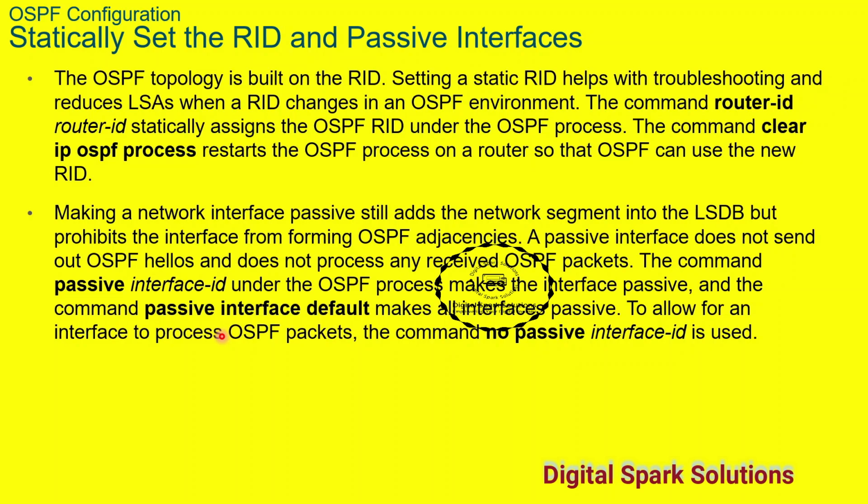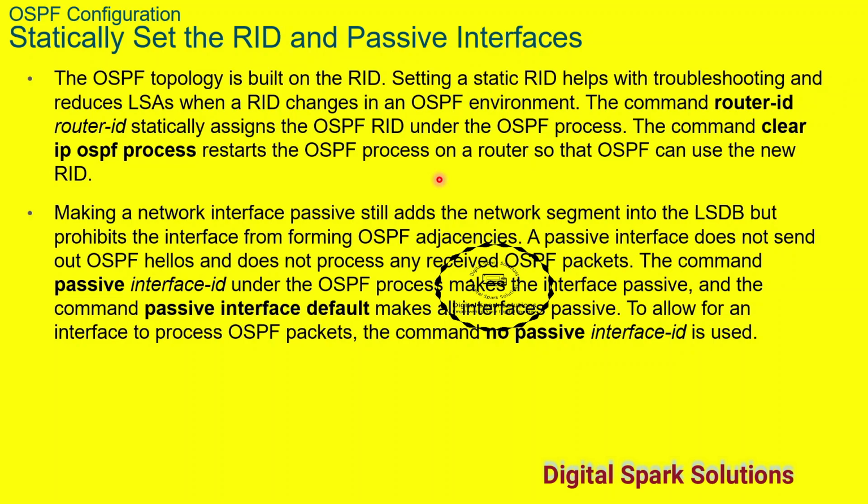The router ID is auto selected in OSPF, but if we select a static router ID, it helps with troubleshooting and reduces LSAs when the router ID changes in an OSPF environment. The command to set a static router ID is router-id, then give the router ID. It will assign the static router ID under the OSPF process. The command clear ip ospf process restarts the OSPF process on a router so that OSPF can use the new static router ID.